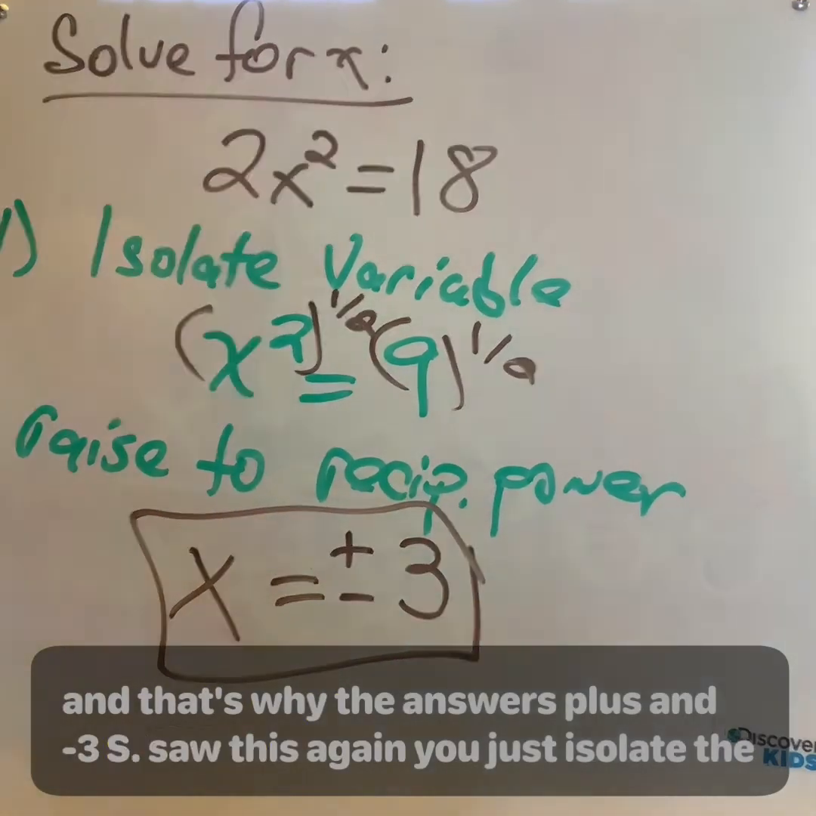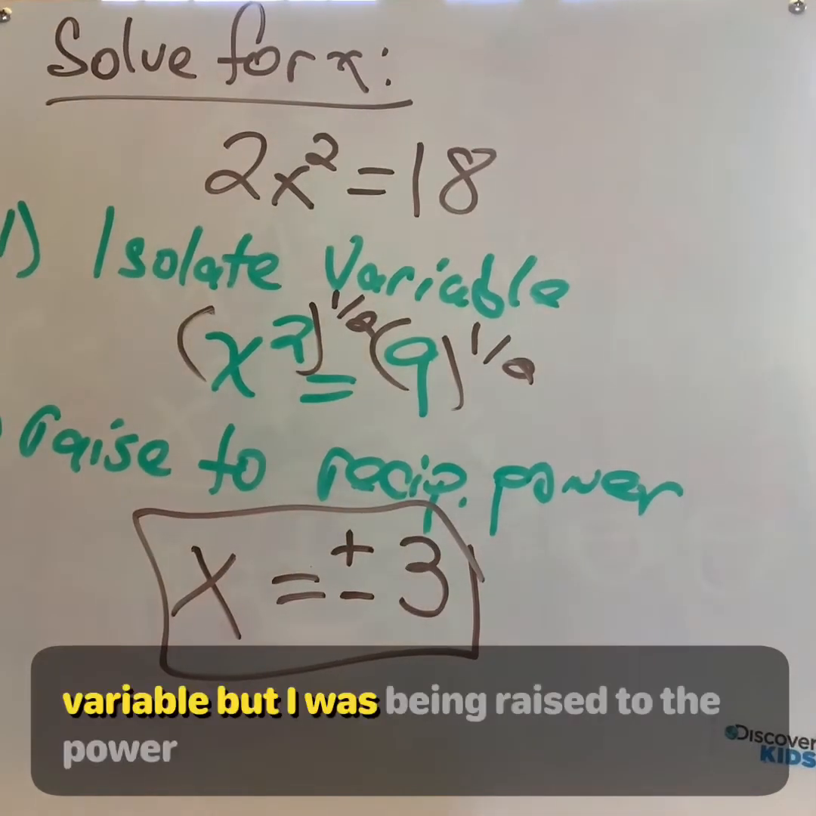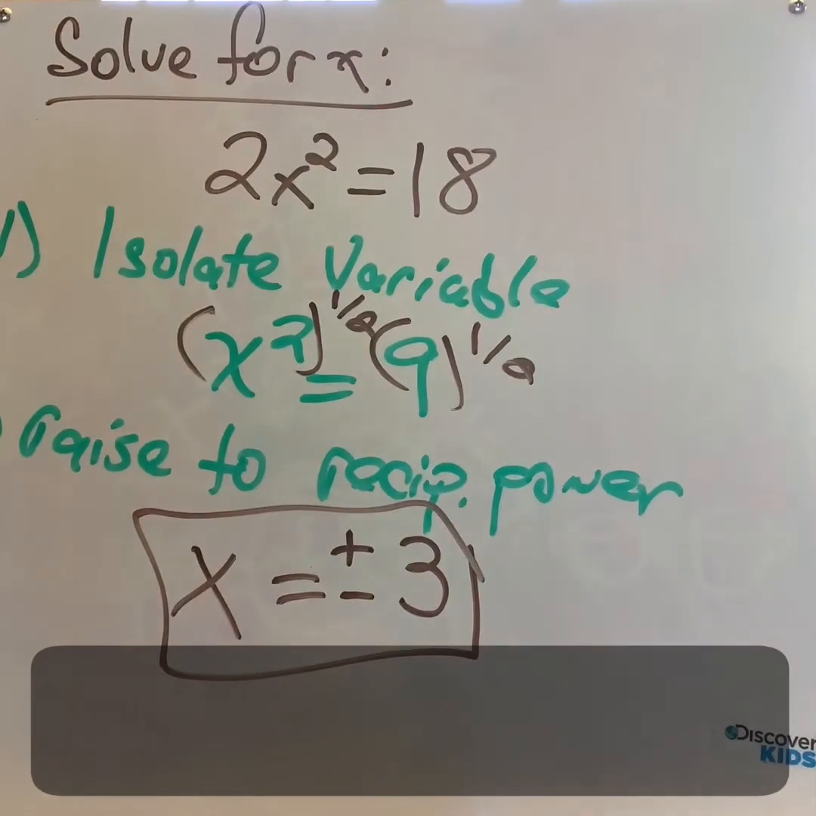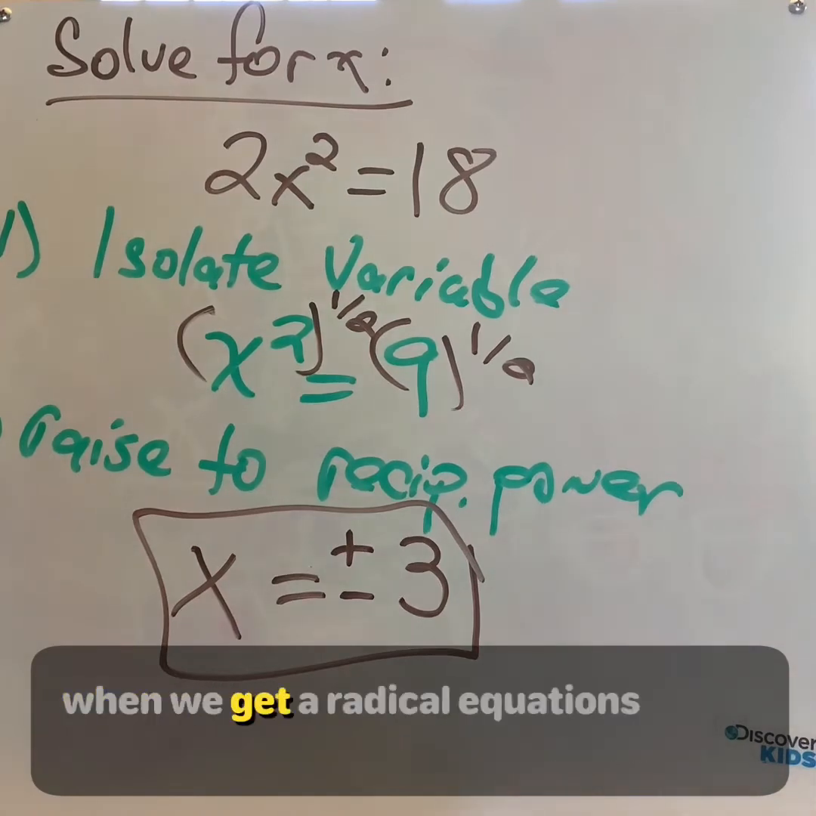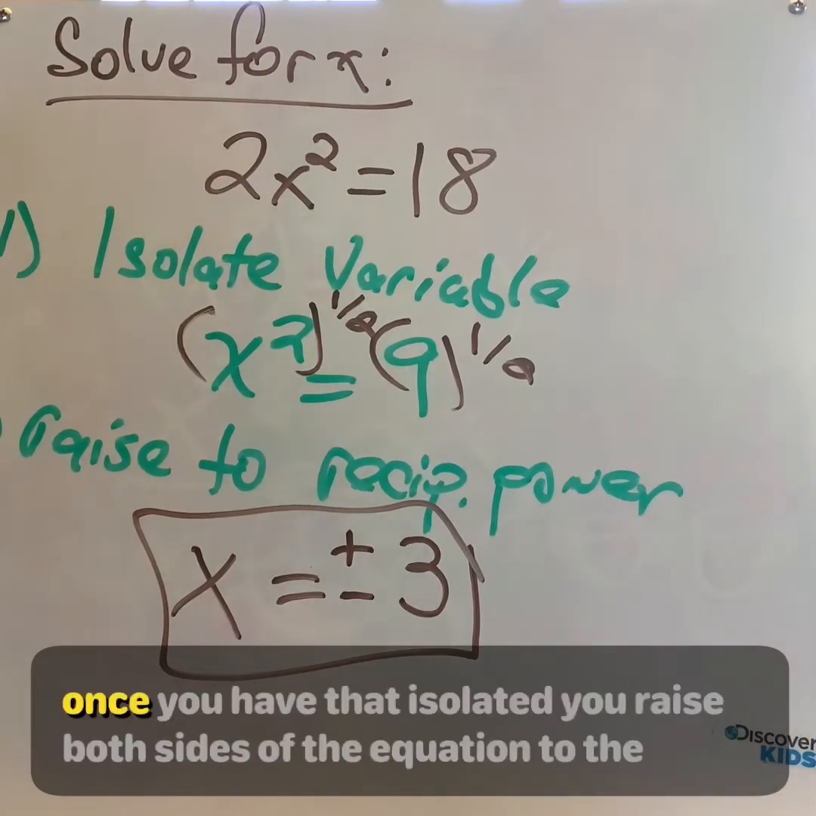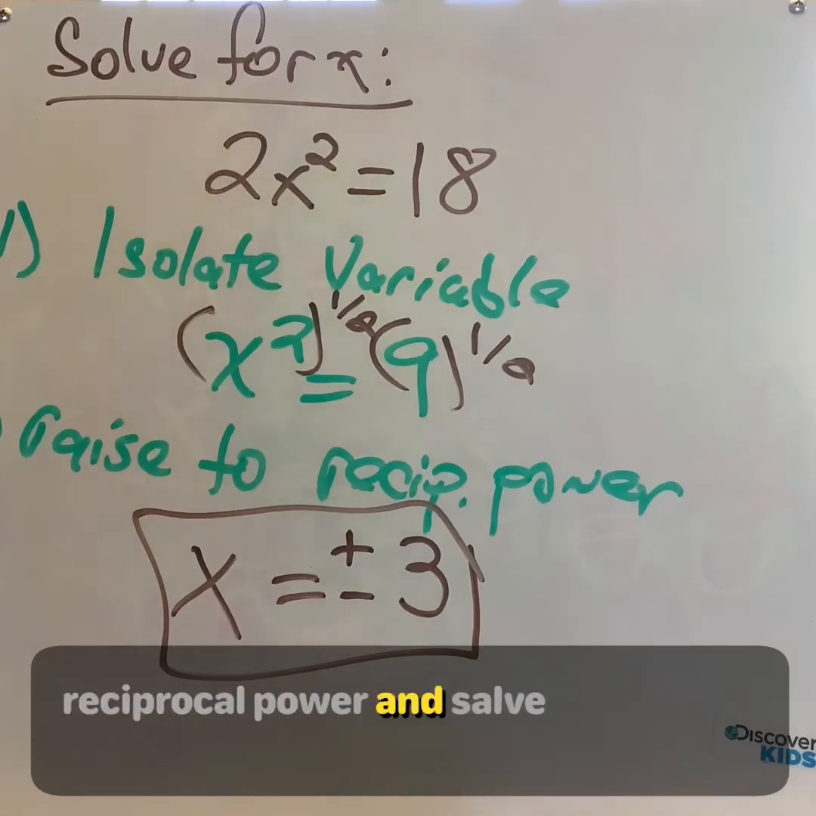So to solve this, again, you just isolate the variable, whatever's being raised to the power. Think of that as your radical, where you had to put a box around it when we did our radical equations. Once you have that isolated, you raise both sides of the equation to the reciprocal power and solve.